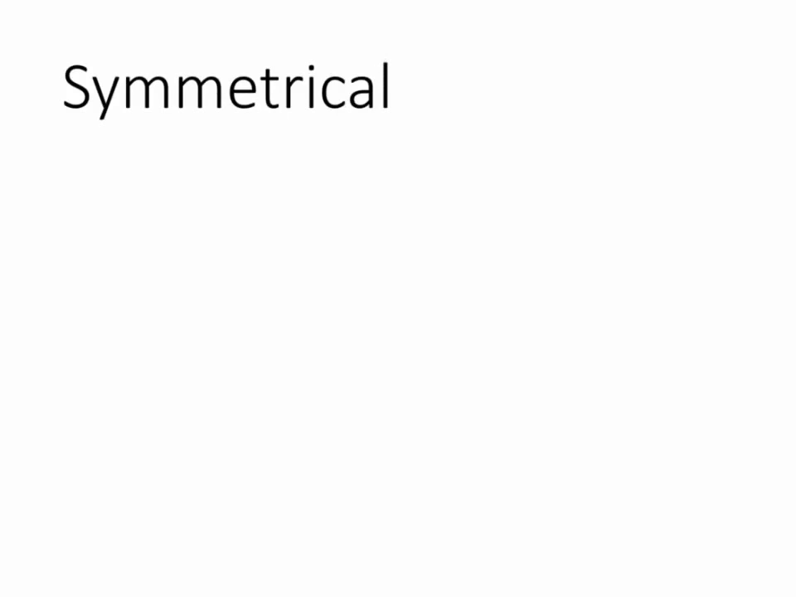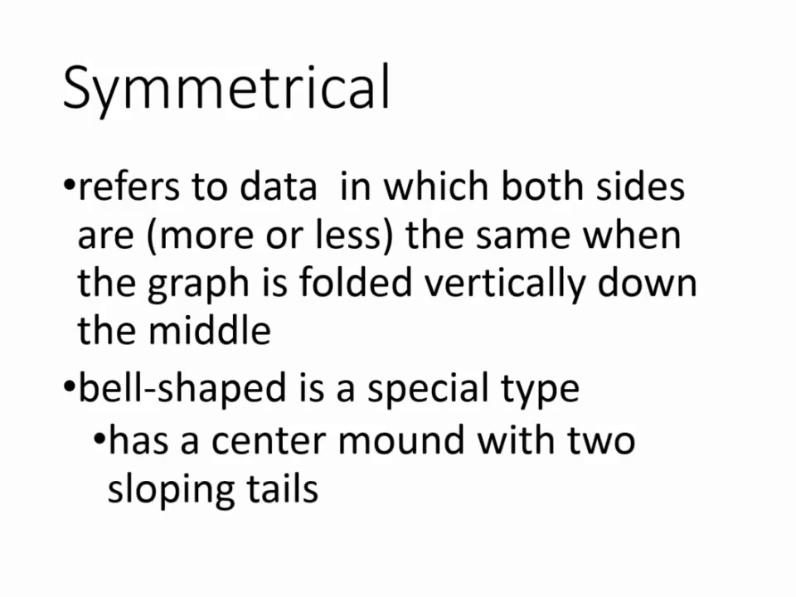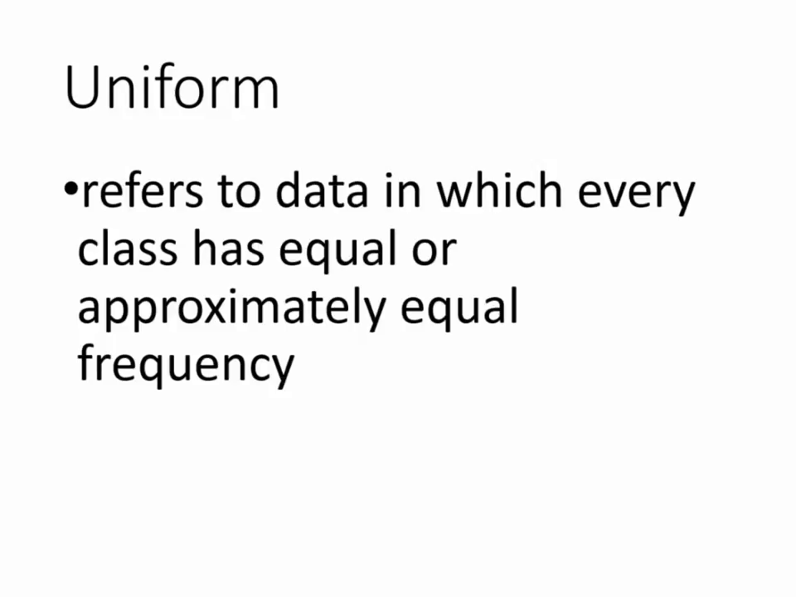So when we talk about shapes, there's 4 main shapes that we're going to address. The first of which is what we call symmetrical, or you might have heard this called normal. It refers to data in which both sides are more or less the same. So the left half looks like the right half, and it's sort of bell-shaped or mound-shaped, has a single hump in the middle. Then we hit uniform. Uniform data refers to every type of number we have having approximately the same frequency. Kind of looks like a rectangle.